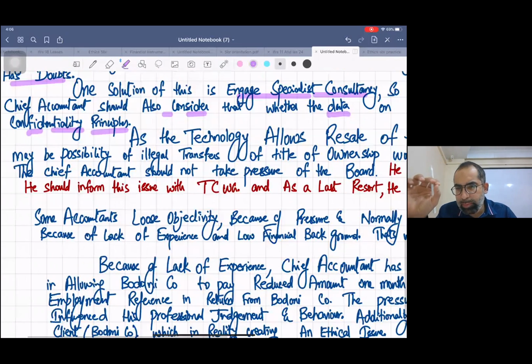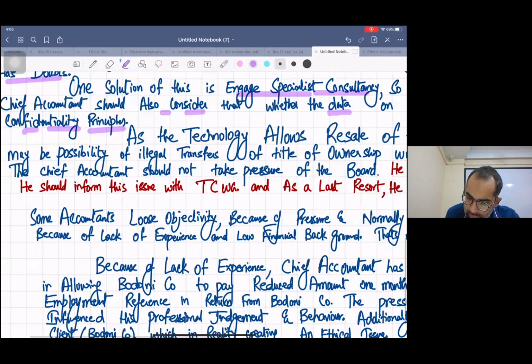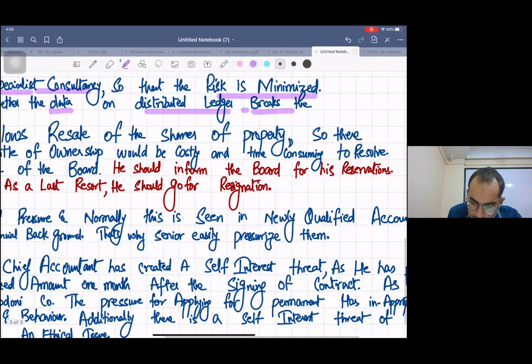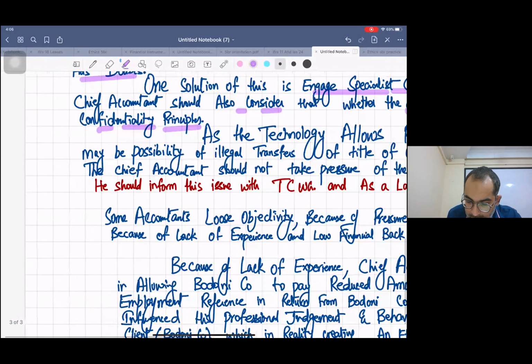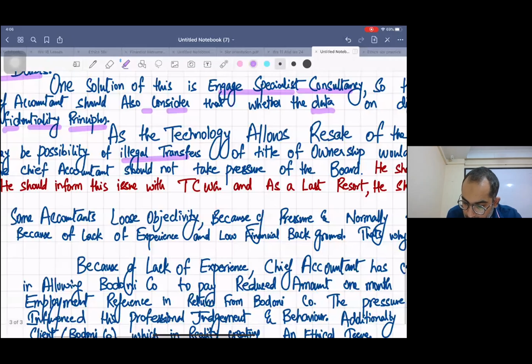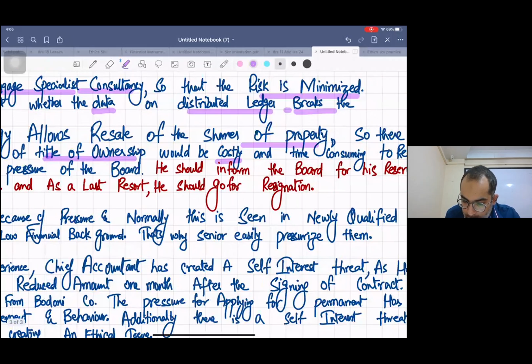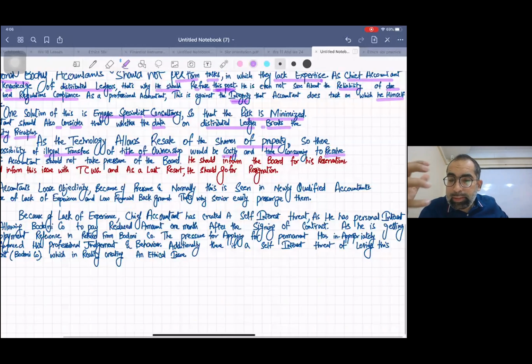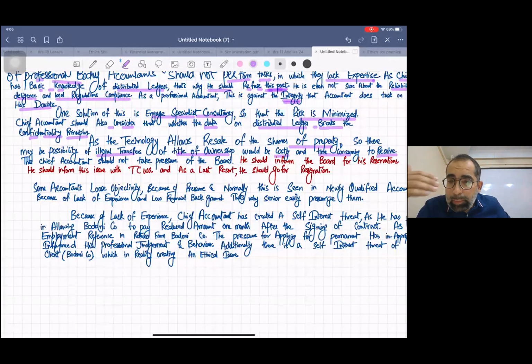As the technology allows, few minutes are left, please concentrate. As the technology allows resale of the shares of property, there may be possibility of illegal transfer of the title of ownership, which would be costly and time consuming to resolve. Now, why are they implementing this blockchain technology? They are implementing it so that the shares of the property can be bought and sold through that blockchain system.